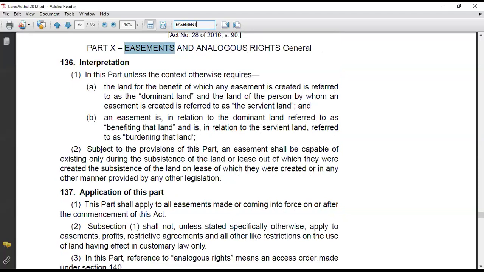So again, apply it to the question: this is the land that has been agreed to be sold and Ian has agreed to buy. So it's the dominant land, and the other is the servient land. You apply this to the question.